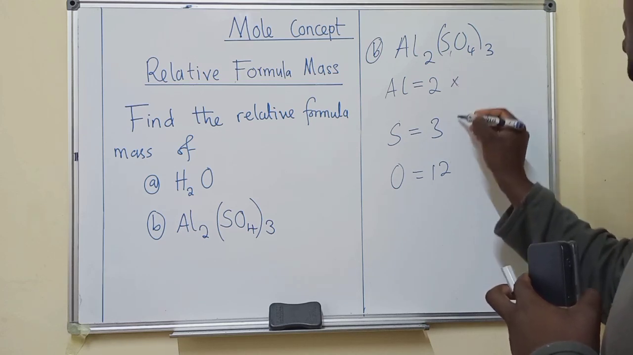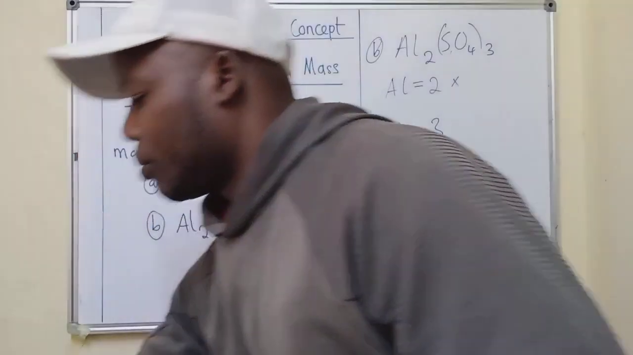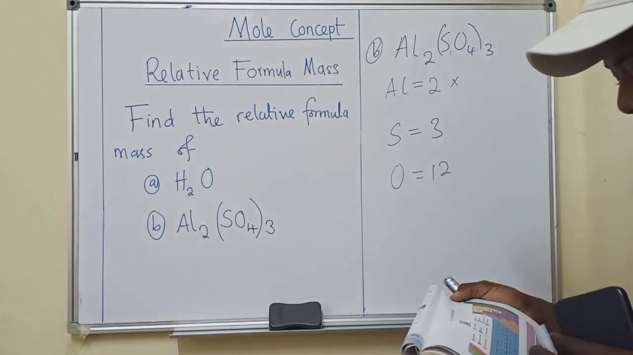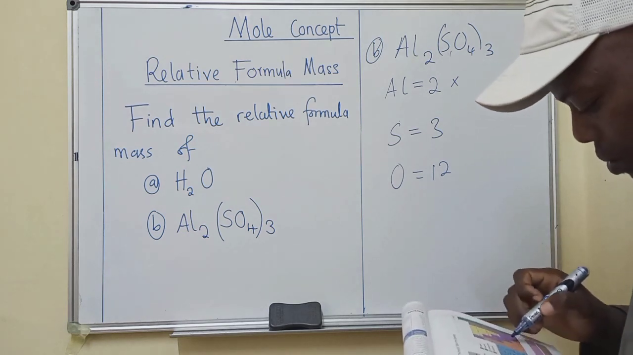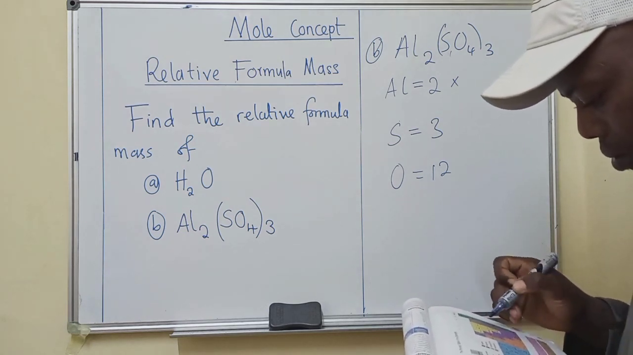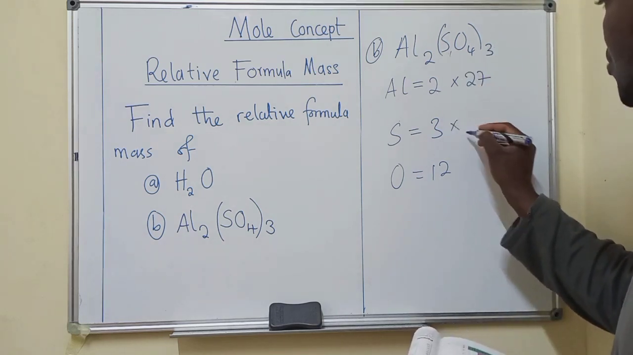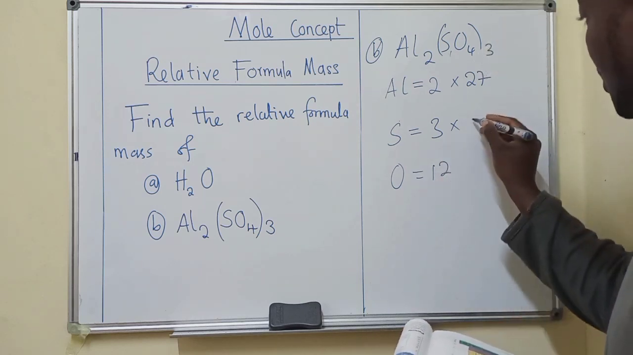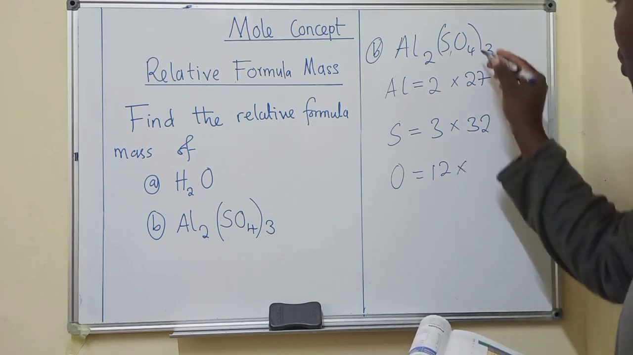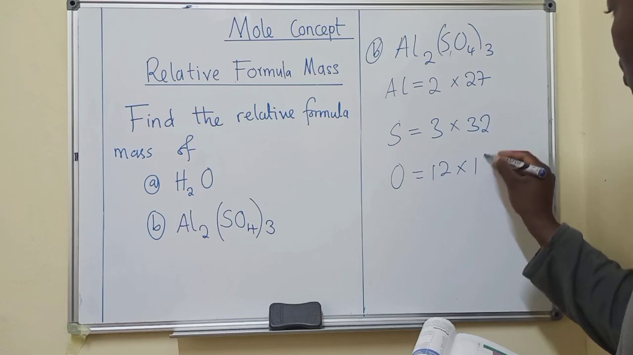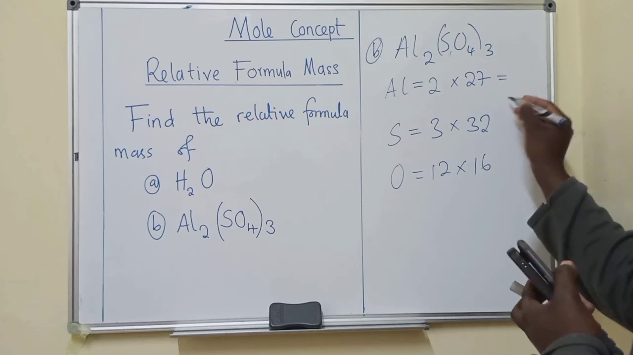And then we say times, what is the mass number of aluminium? You go to your periodic table. I have my periodic table here, and if I check where aluminium is, what number do I have here? It's 27. So the mass number for aluminium is 27. Times sulfur, what is the mass number there? It's 32. So on your periodic table, the number that is on top is the mass number. For oxygen, what is the mass number? It's 16.